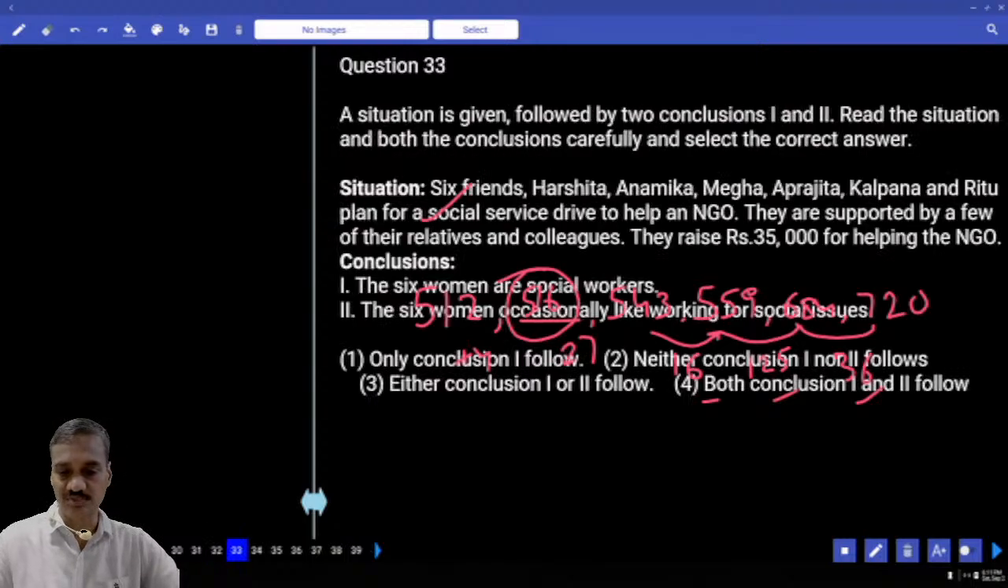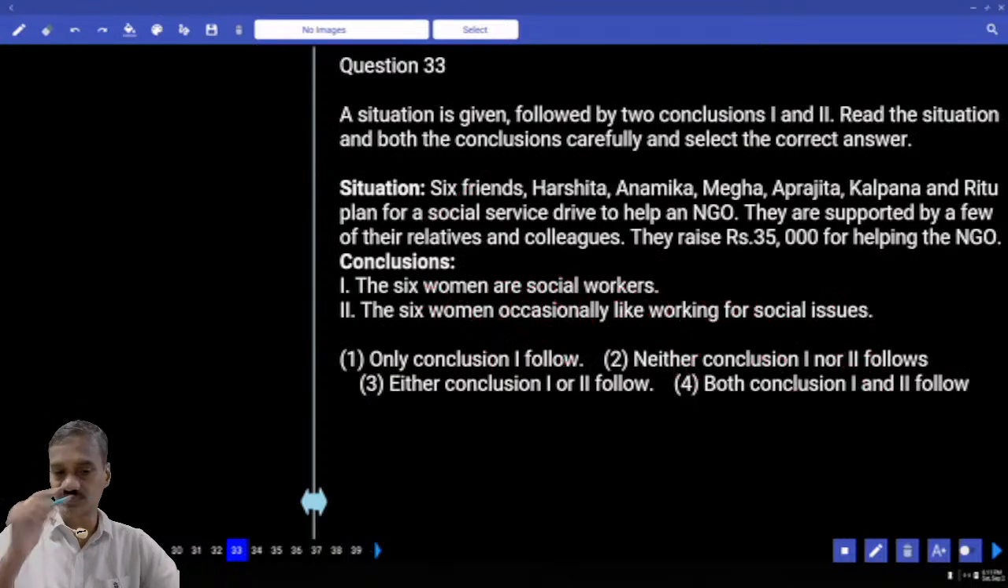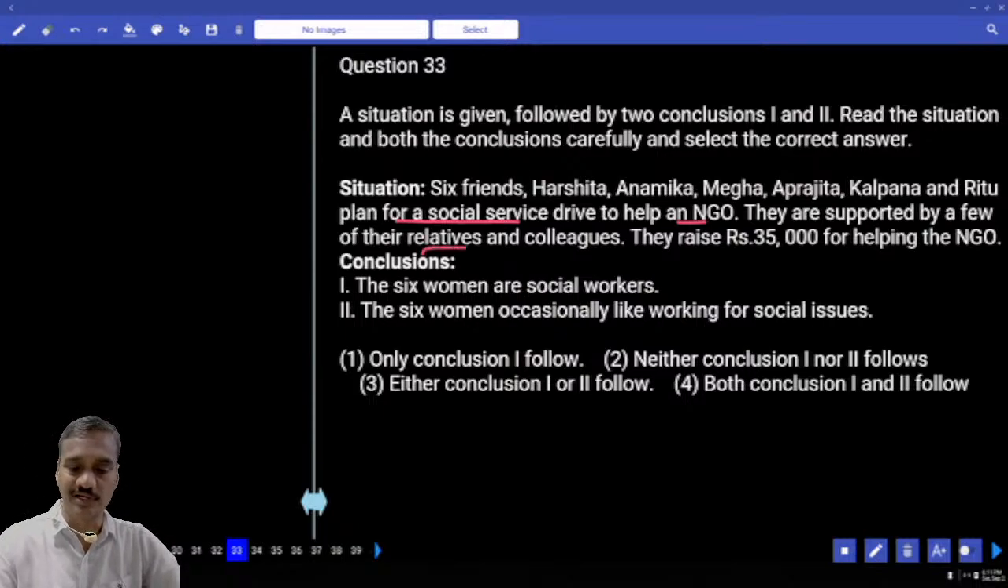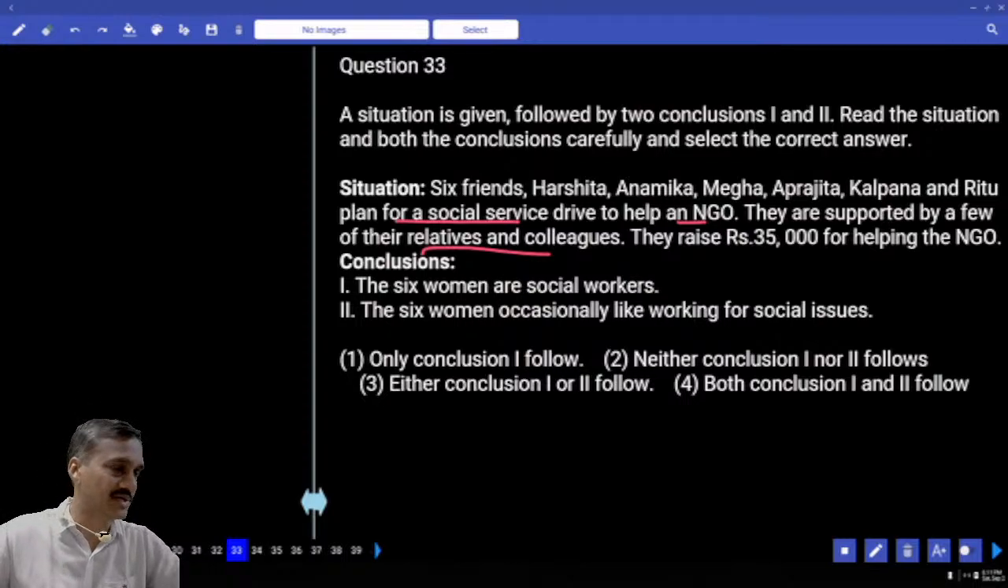The next one, question number 33. Now here in this one there are some 6 friends, Archit and so on, and they planned for a social service drive to help an NGO. And they are supported by a few of their relatives and colleagues. And they raise how much? 35,000 for helping the NGO. Now the 6 women.